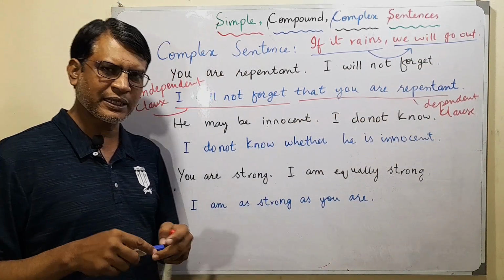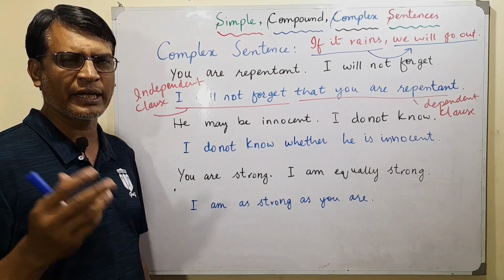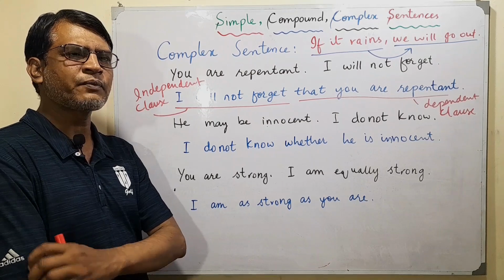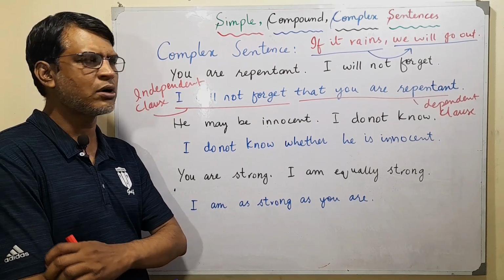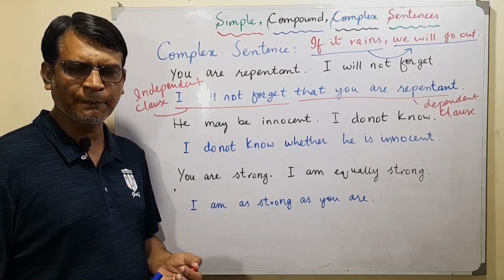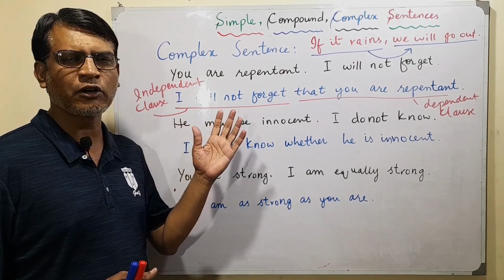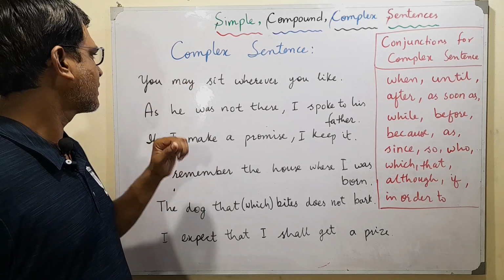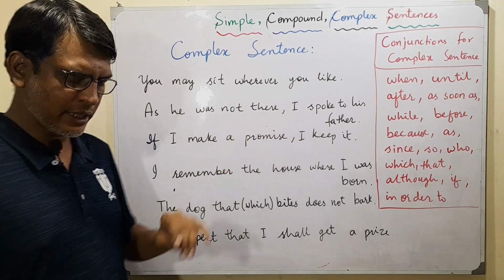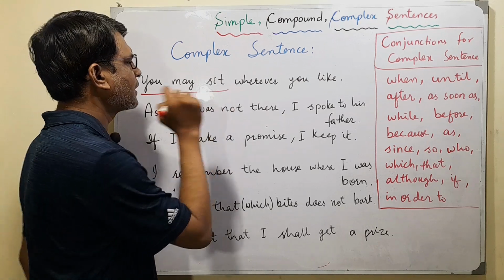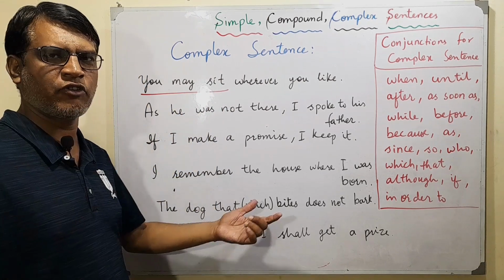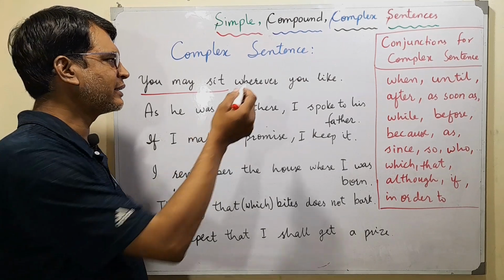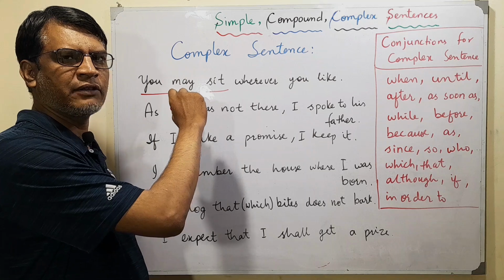So a complex sentence is a sentence in which again we have two or three simple sentences, but when they come into a complex sentence, one part is independent clause, the other part is called the dependent clause. Therefore, it is called a complex sentence. Okay, let's see a few more examples of complex sentence. Like, "You may sit wherever you like." In this, "You may sit" is the independent clause, fine. "Wherever you like" is the dependent clause, and it needs to be connected with that one.